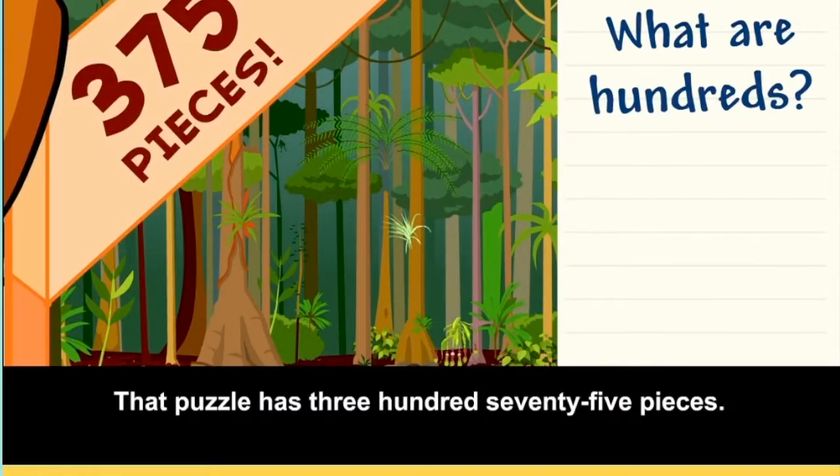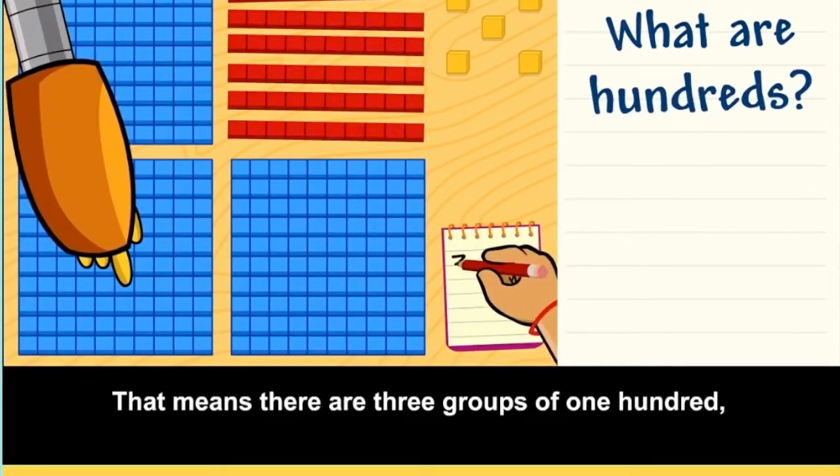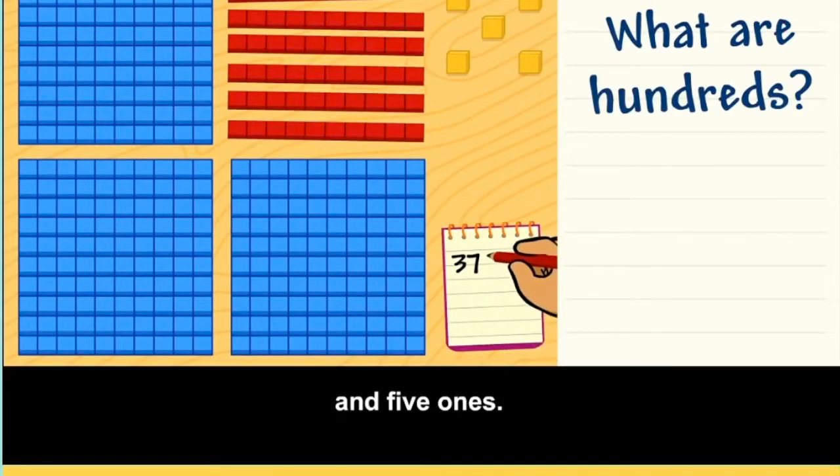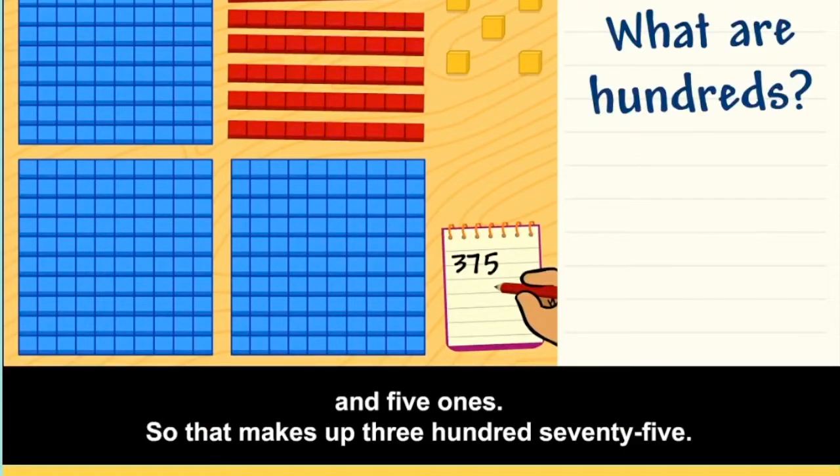That puzzle has 375 pieces. That means there are 3 groups of 100, 7 groups of 10, and 5 ones. So that makes up 375.